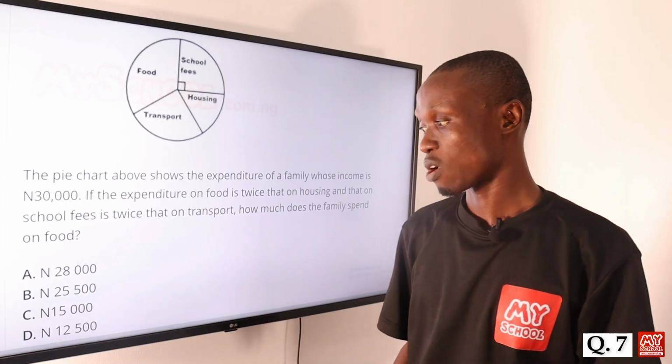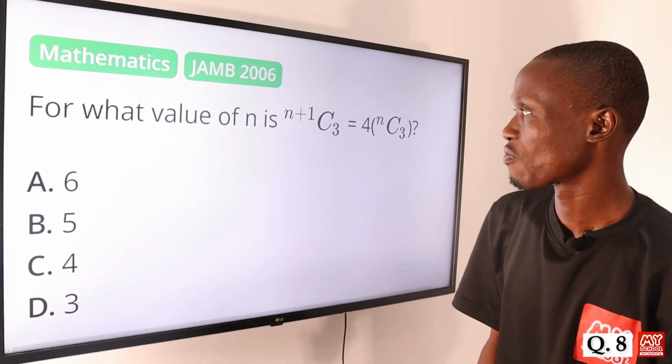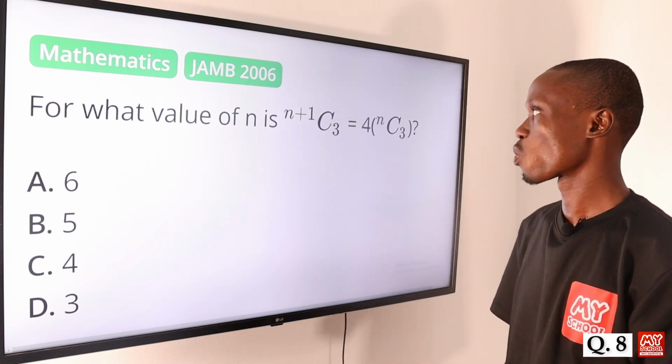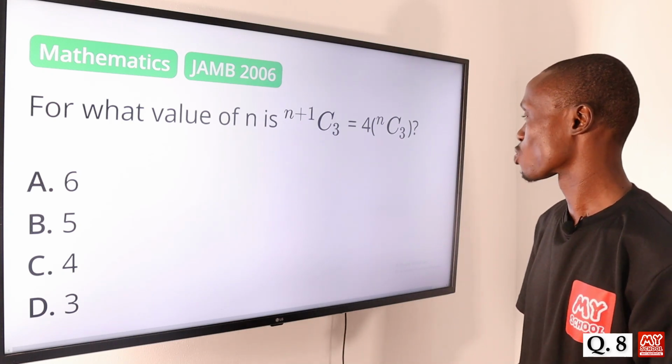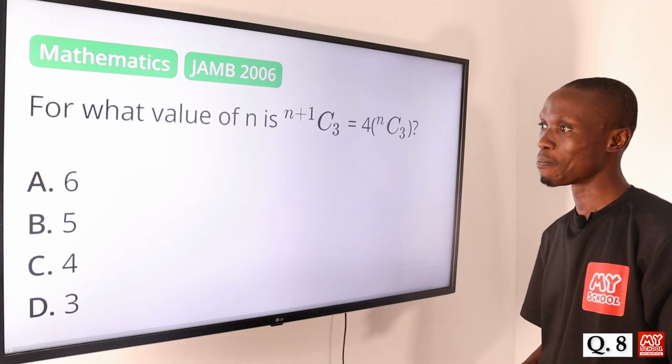So let's return back to the screen to pick the correct option to this question, and that is option D, 12,500 naira. Question 8. For what value of n is (n plus 1) combination 3 equal to 4 times (n combination 3)?